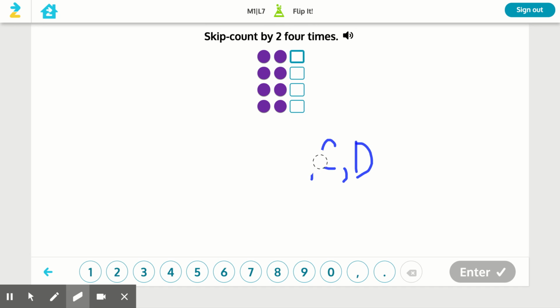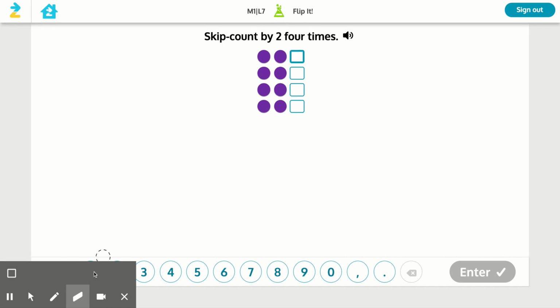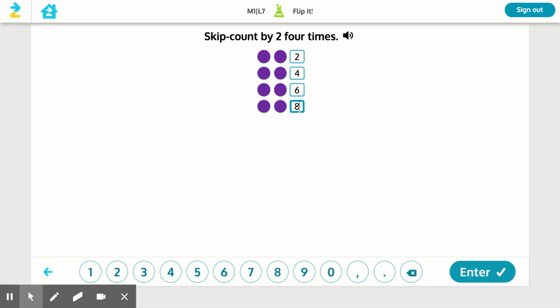All right, well, let's see how we did. If I was skip counting by 2s, my first number, of course, would be 2. The next number is 4, followed by 6, and then 8. So on your page, you should have listed 2, comma, 4, comma, 6, comma, and then 8.